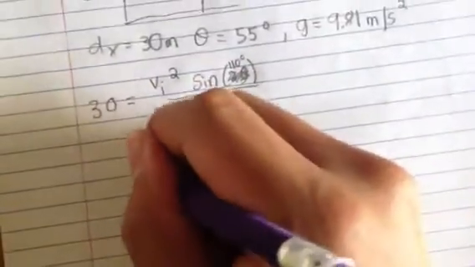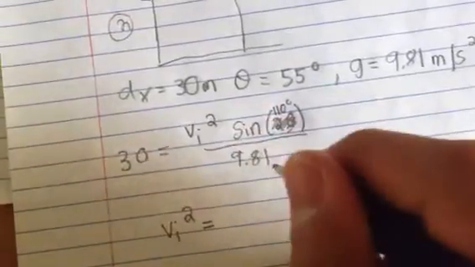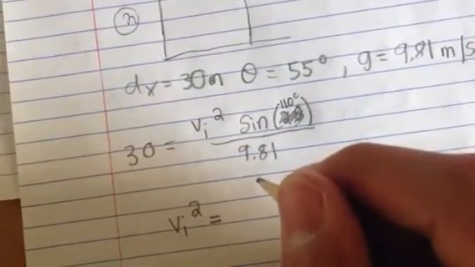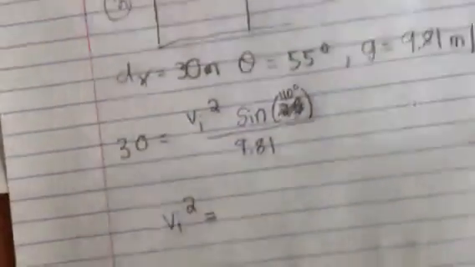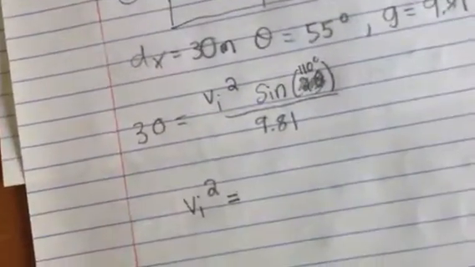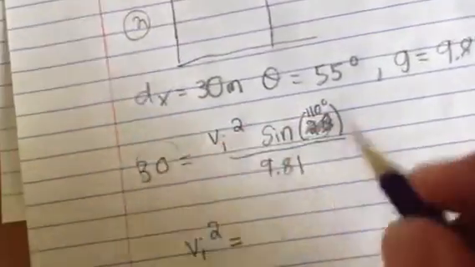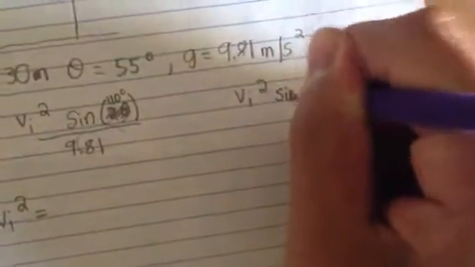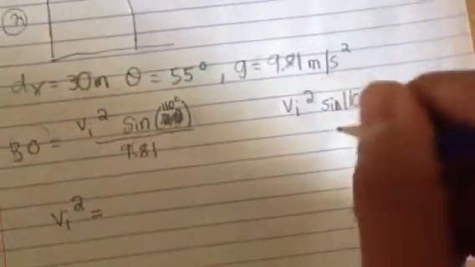When we do that, I'm going to do this quickly for you guys, but just in case you don't know what I'm doing here, I'm cross multiplying and I get VI squared to equal, let's see what I get here. I get it to be 294.3. This times this equals 294.3. So VI squared sine 110 degrees equals 294.3. Now I'm going to divide both sides by sine 110 degrees so that I can isolate VI squared.